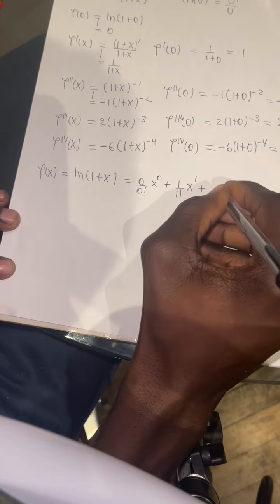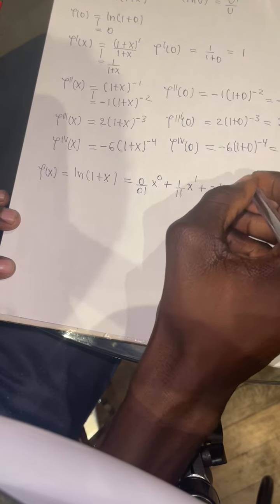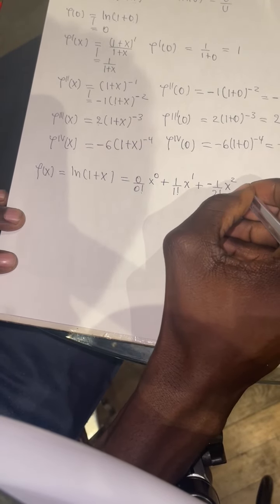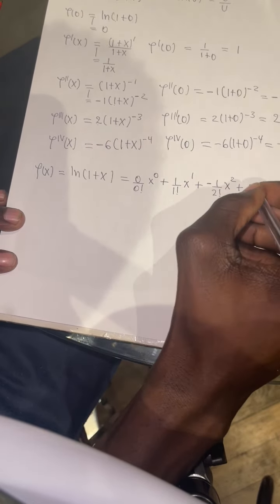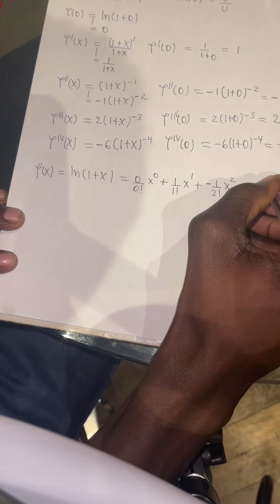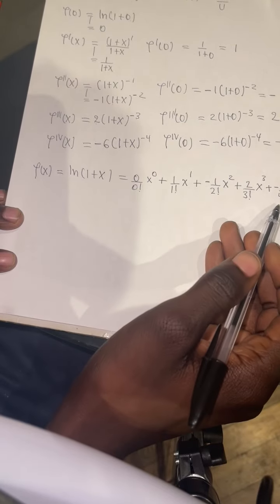So we're going to have negative 1 over 2 factorial x to the power 2. And then plus the third value is this one. So we're going to have 2 over 3 factorial x to the power 3. And then the fourth one is this value. We're going to have minus, which becomes positive, minus 6 over 4 factorial x to the power 4 plus so on. But we will stop here because the question asks only to find the fourth non-zero term.